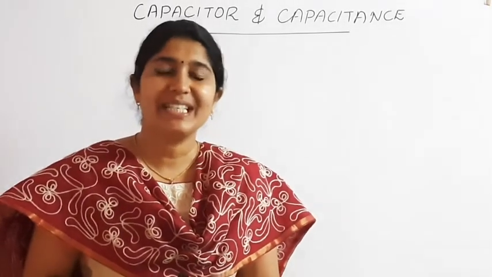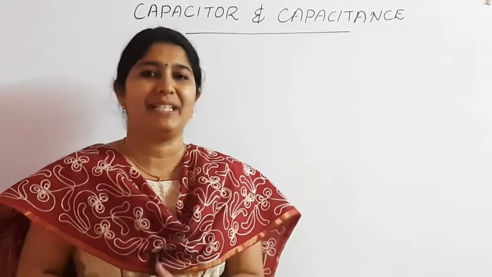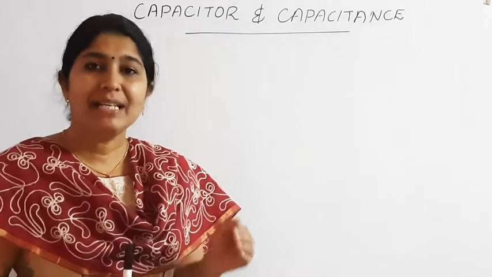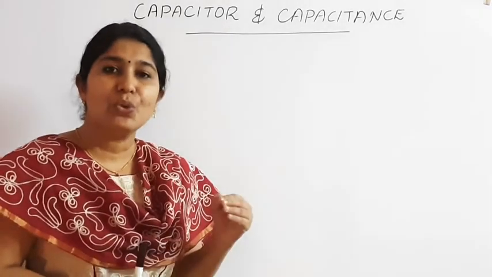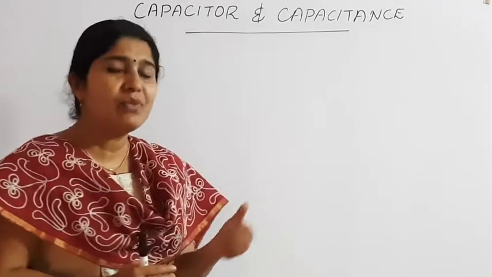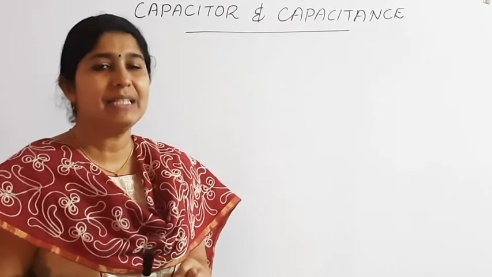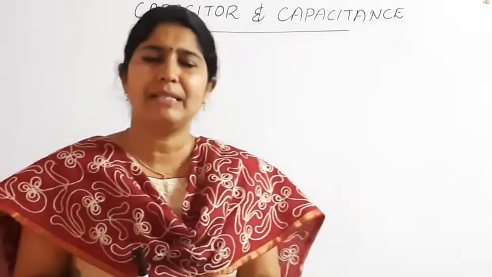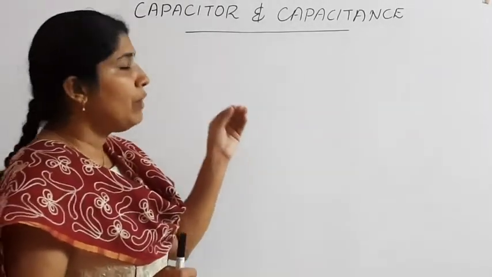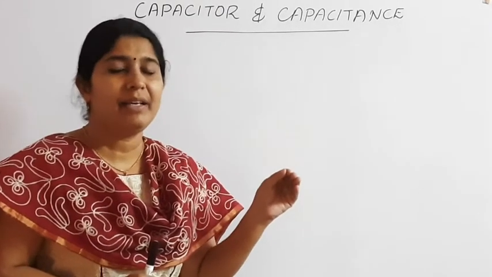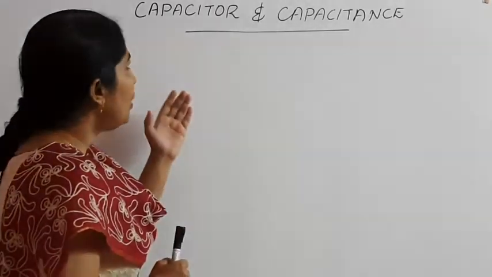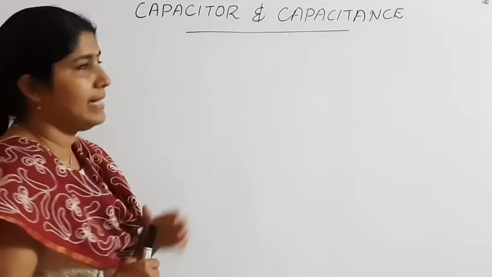Today we are going to discuss capacitor and capacitance. What is a capacitor? A capacitor is a device which is used to store charges. We have different types of capacitors: spherical capacitor, cylindrical capacitor, parallel plate capacitor, etc. Of these, we want to study the parallel plate capacitor. To explain that, first of all, we want to discuss capacitance.